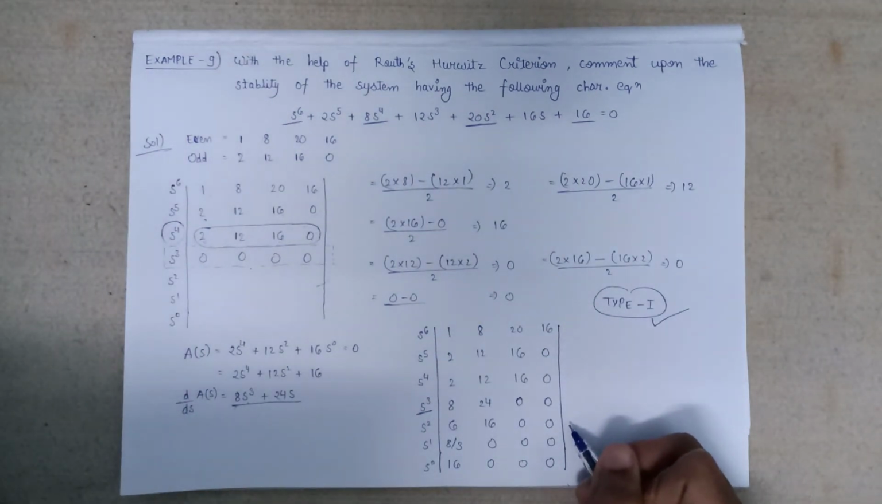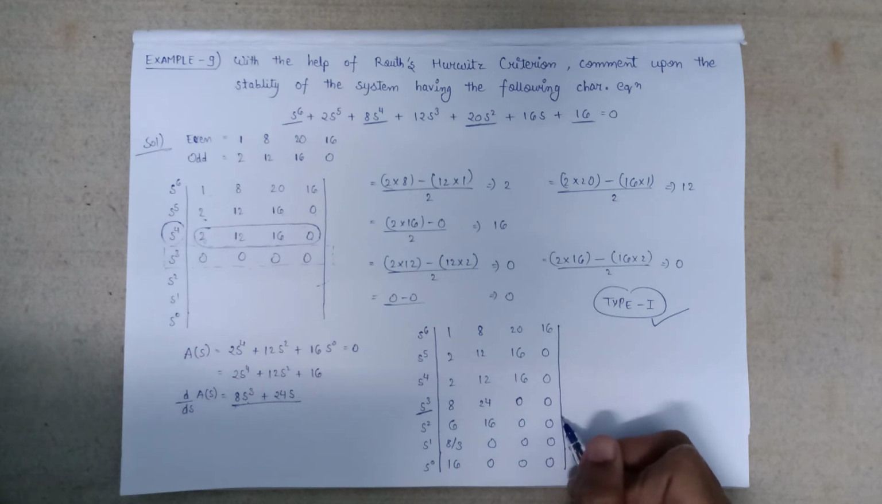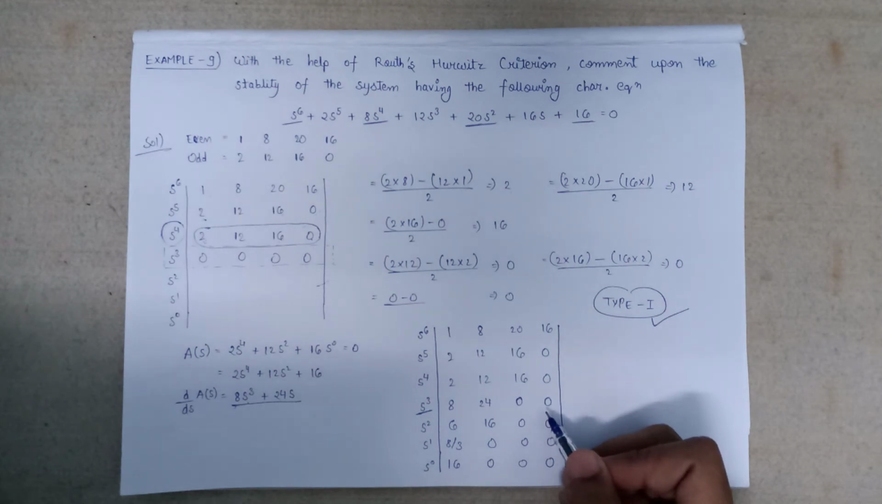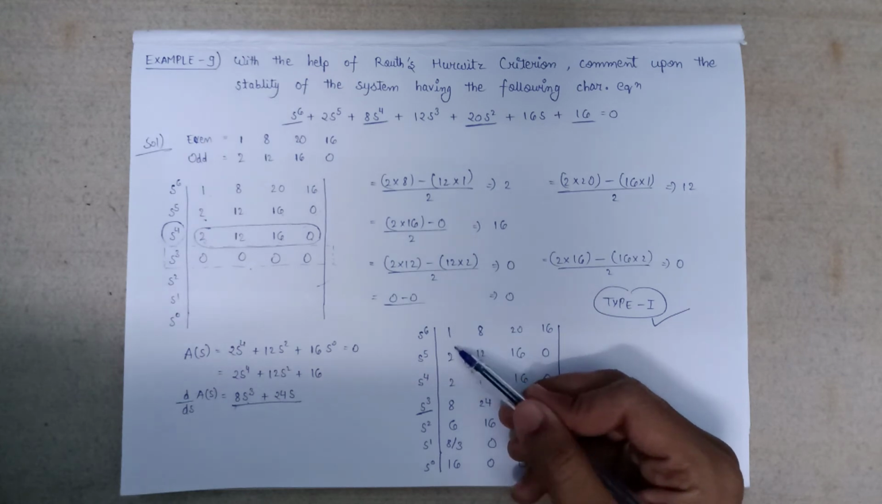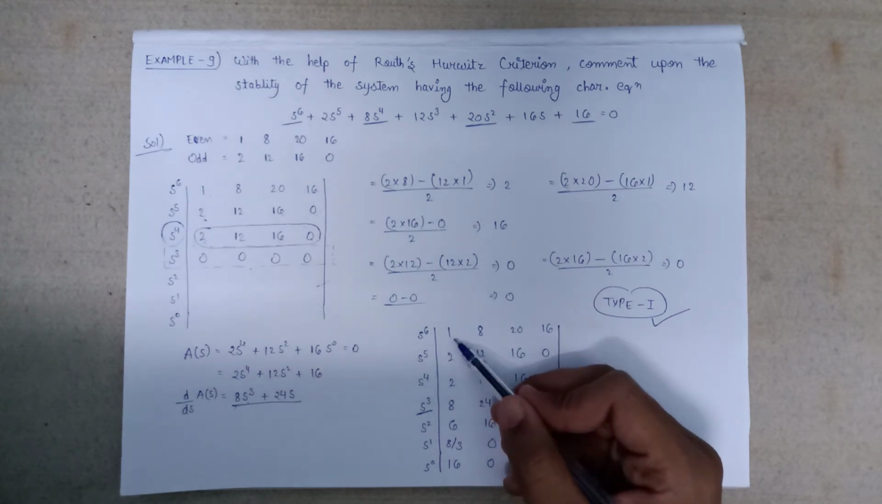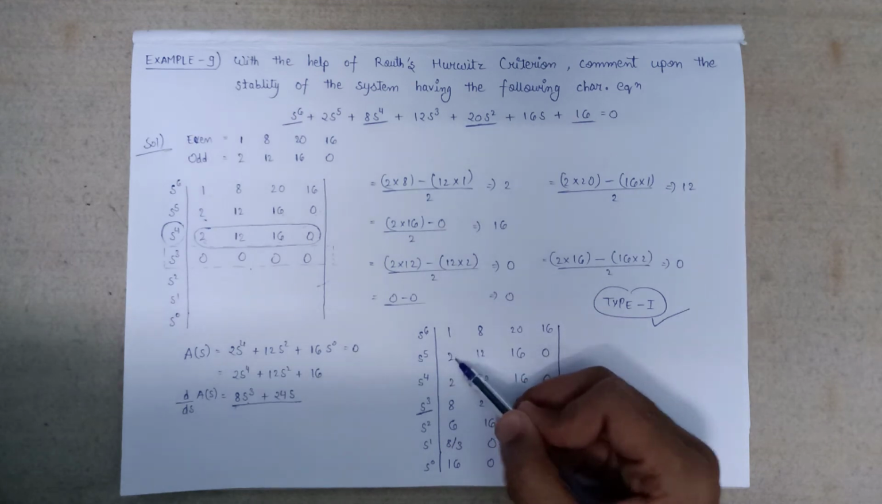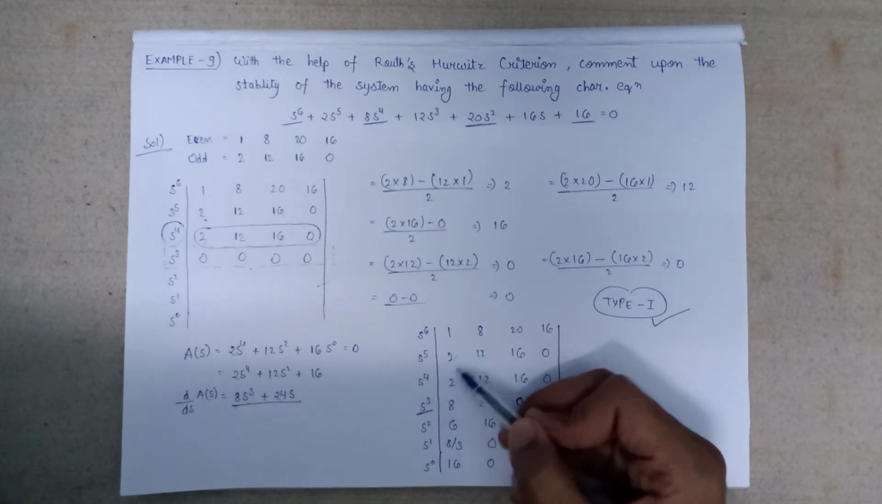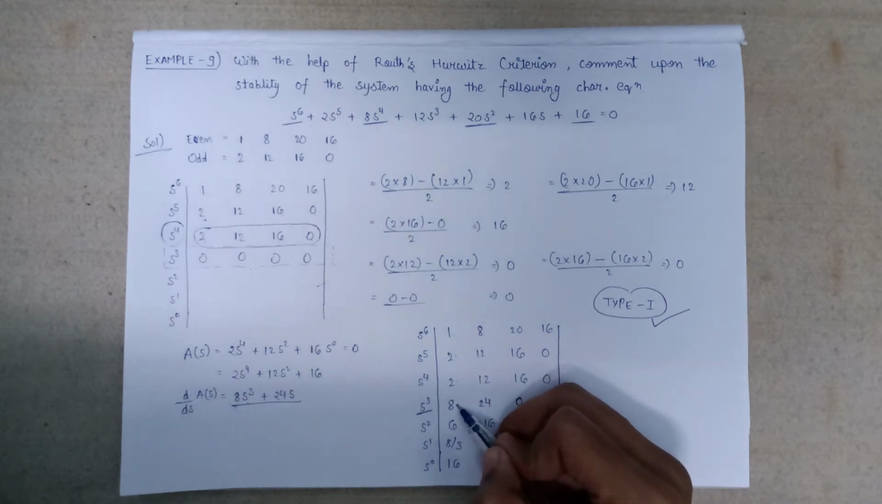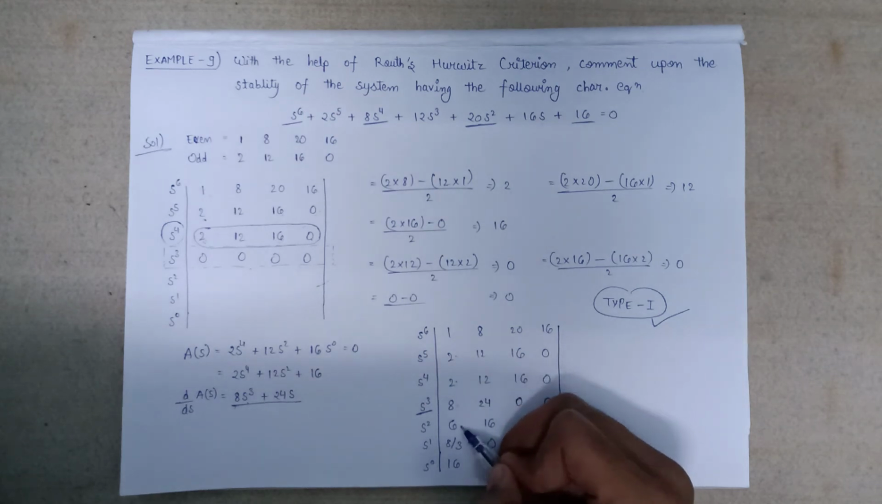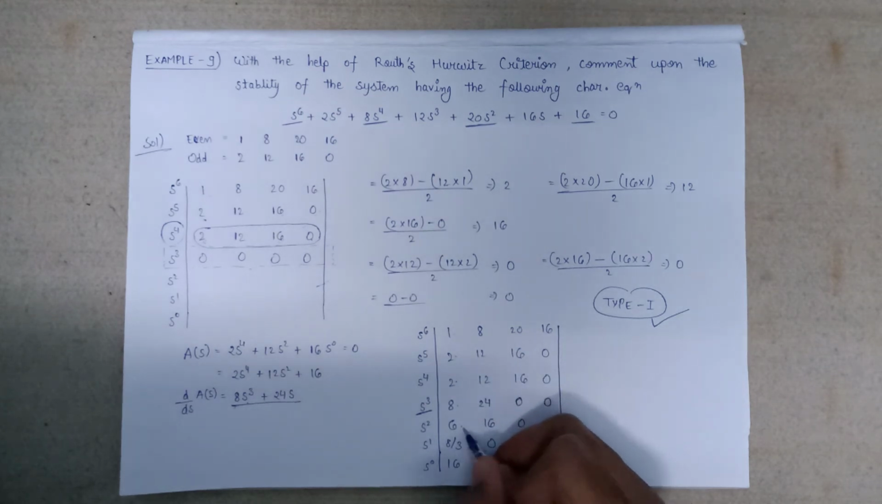Since our Routh array is now ready, we need to check whether the given system is stable or not. For checking the system stability, we have to check the first column of the Routh array. So here in the first column of the Routh array, 1 is positive and 2 is positive. So there is no sign change. 2 and another 2 is also positive. So no sign change. 2 and 8 both are positive. Here also no sign change. 8 and 6 are positive. So no sign change. 6 and 8 by 3 is also positive. No sign change. 8 by 3 and 16 is also positive.